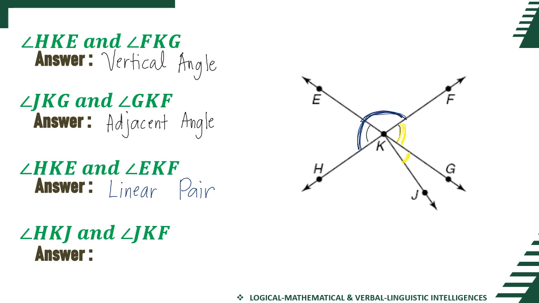Okay, lastly, we do have HKJ. So this is the angle, referring to HKJ and JKF. Okay, this one. Okay, so in the same manner, as you can see, they are adjacent and at the same time supplementary. Well, therefore, we can conclude that they are, again, a linear pair.